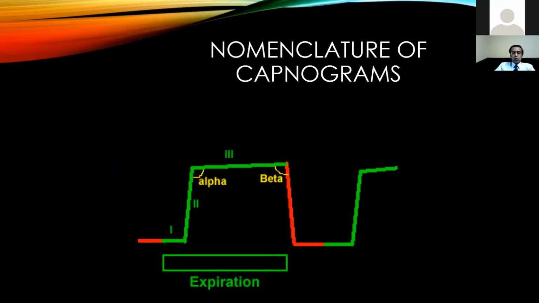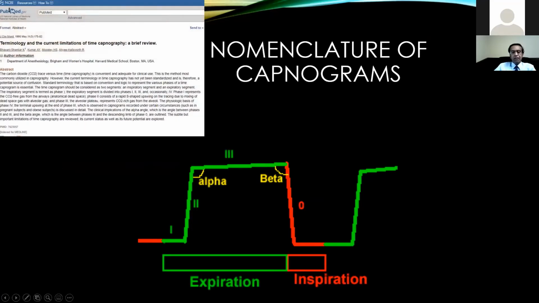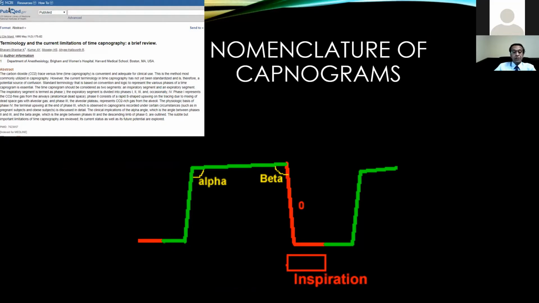Now, when you look at the nomenclature of capnograms, in the past, several nomenclatures were used to demonstrate the various phases of the capnogram, PQRS, ABCD, etc. But in 1995, we came up with a standard terminology for capnograms, namely an expiratory segment and an inspiratory segment, and phase 1, phase 2, phase 3.